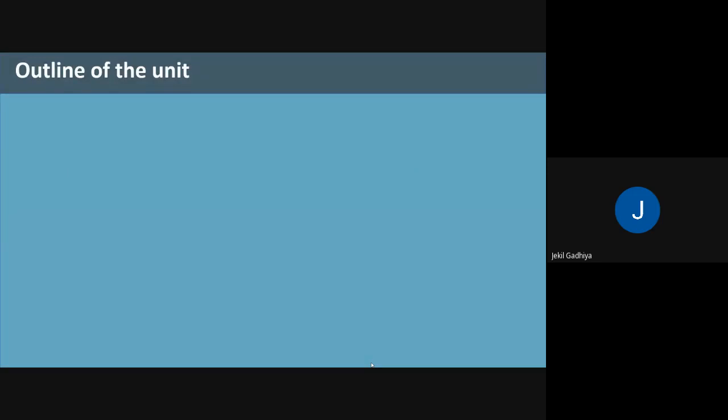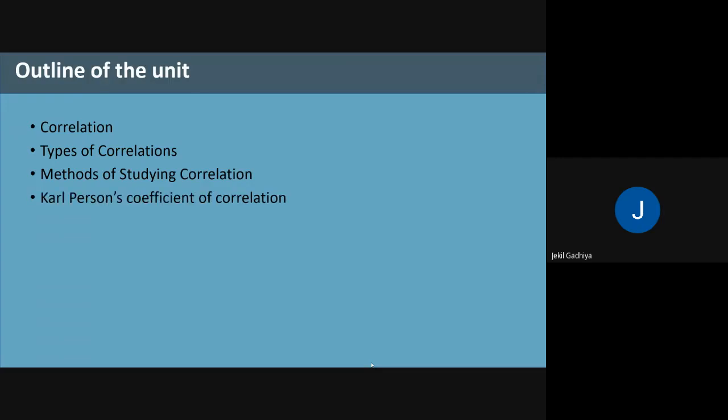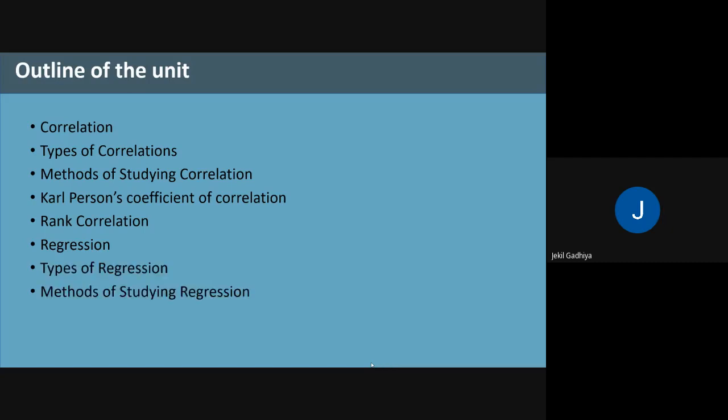So in this part, we discussed correlation, types of correlation, methods of studying correlation, Karl Pearson's coefficient of correlation, rank correlation, then regression, types of regression, methods of studying regression, regression coefficients and properties, and properties of the lines of regression.